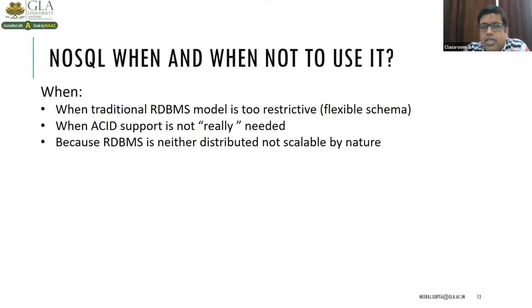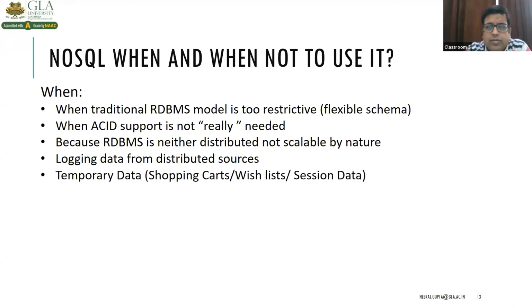Because RDBMS is neither distributed nor scalable by nature. This is one of the big issues of RDBMS. Logging data from distributed resources. In the case of distributed data, it will not be very easy to deal with RDBMS, so we have to use NoSQL. Like if we are using temporary data, like shopping carts, wish lists, session data, then we have to use NoSQL. Data which requires a flexible schema, then we have to use NoSQL.